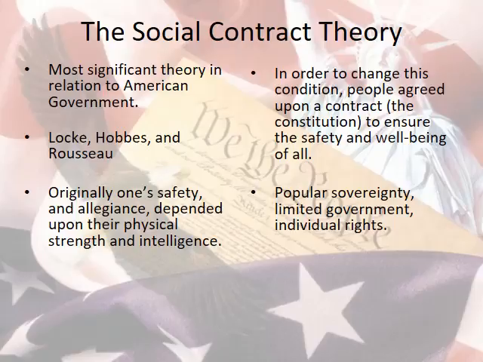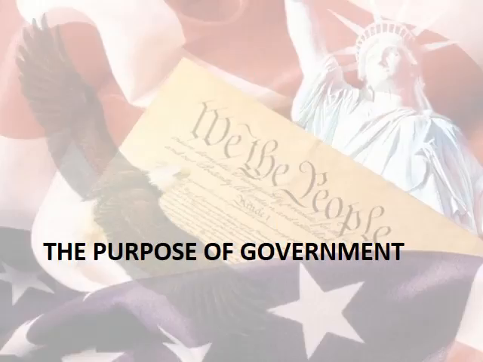So part of the contract is government agrees not to abuse us and protect us. We agree to give up some rights to be ruled by the government in exchange for that protection. However, if the government violates the contract, it is the right of the people to get rid of that government, put a new government in place.